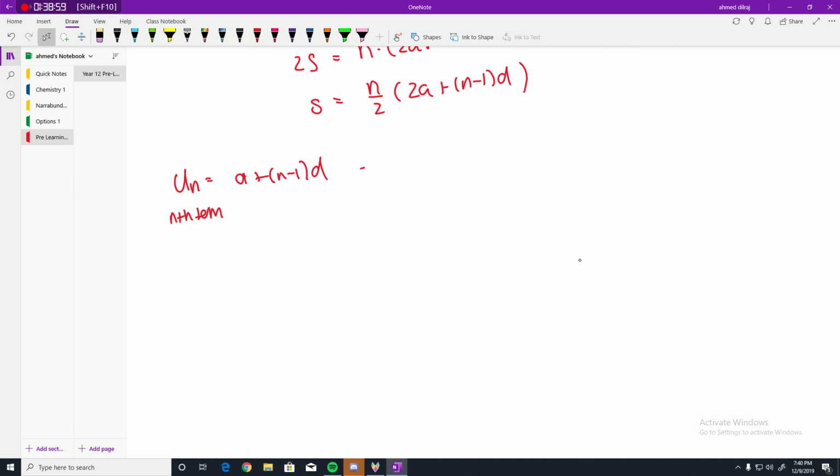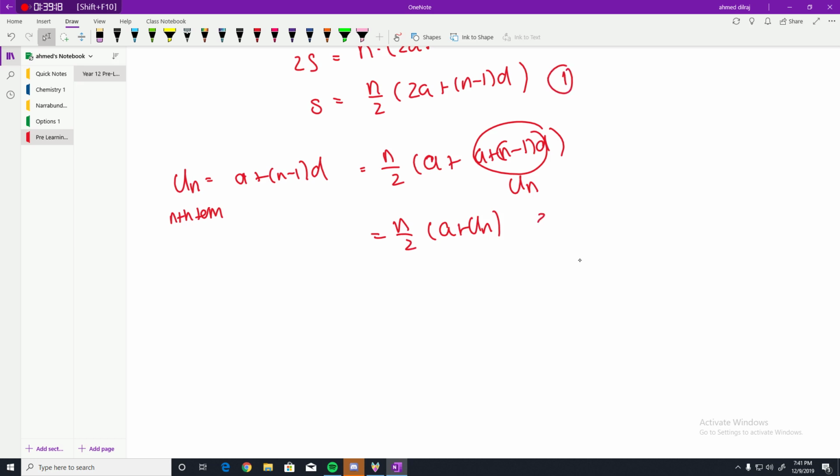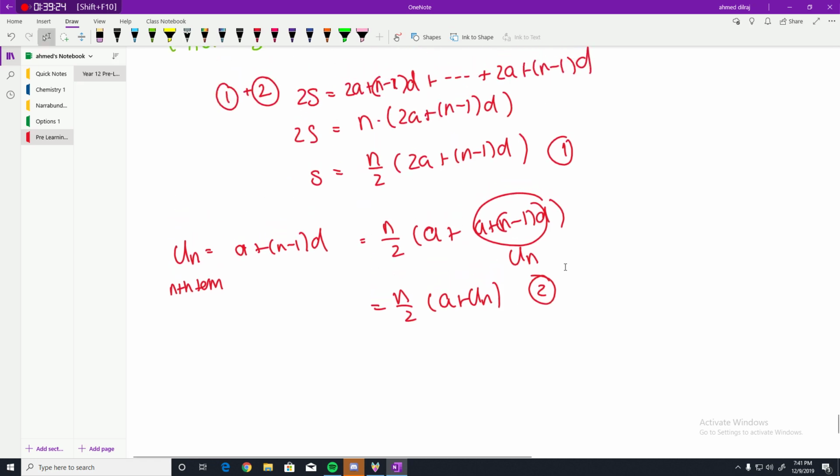So over here, if you think about it, this is n over 2, 2a, which I'm going to make a plus n minus 1 d. And this right here is our last term, un. So it's equal to n over 2, a plus un, right? So those are our two formulas. That's formula number 1, and that's formula number 2. That's the first term plus last term formula, and that's just the other one where you don't have the last term. Does that make sense?